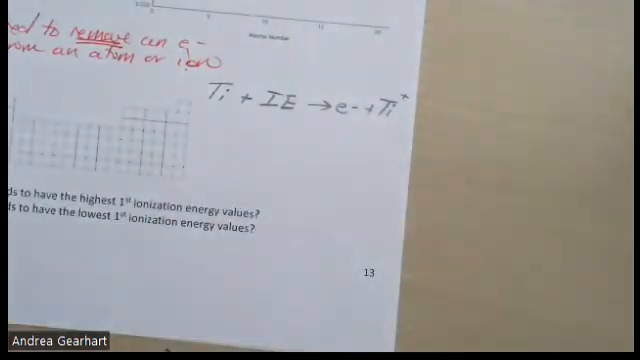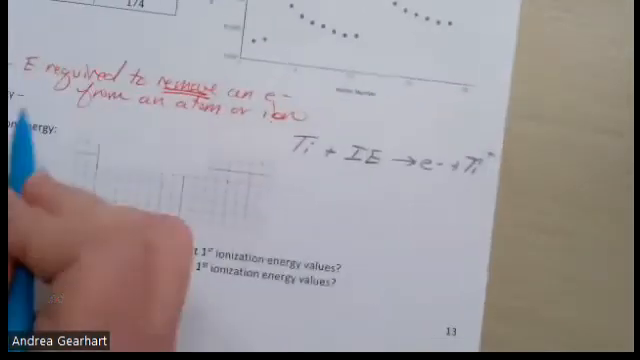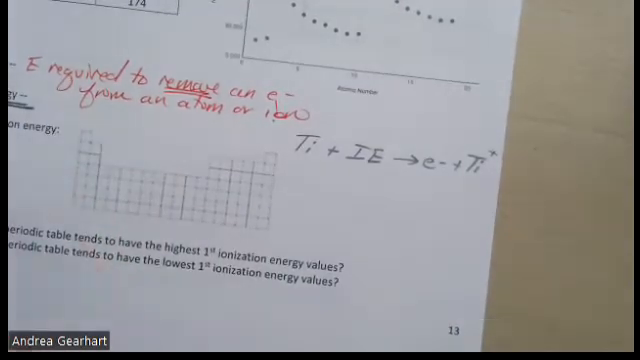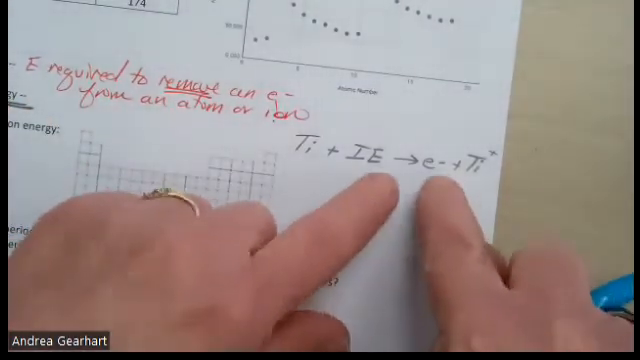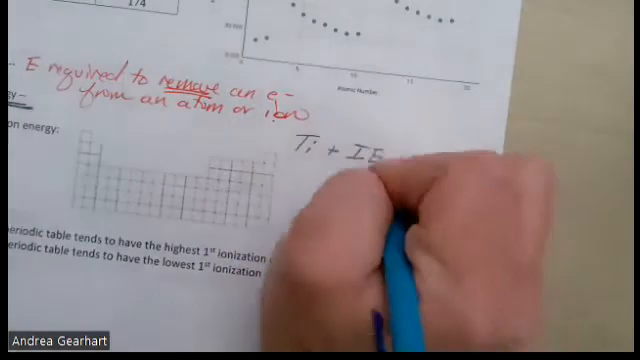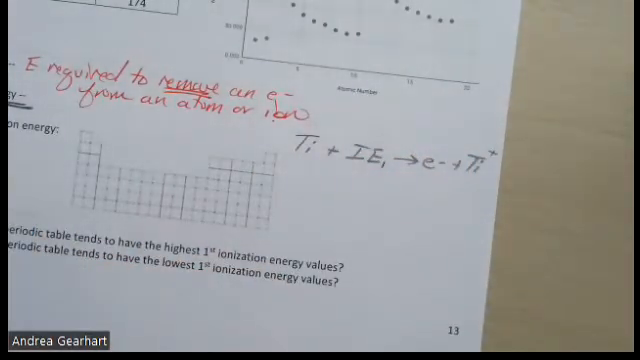If we are removing the first electron, it is first ionization energy. So if we're removing the first electron from the neutral atom, we call it first ionization energy.